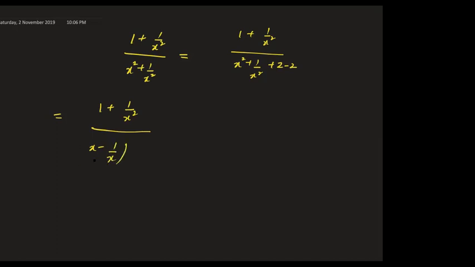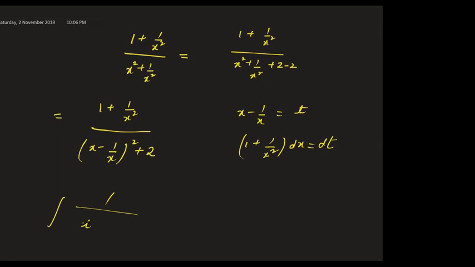So it will be x minus 1 by x whole square. So here we will be left with plus 2, right? Now what you can do is you can say x minus 1 by x equals t. Then you will get 1 plus 1 by x square dx as dt. So the entire expression will get converted to 1 upon t square plus root 2 square, because there was 2, and dt. So the entire expression is converted to this now.